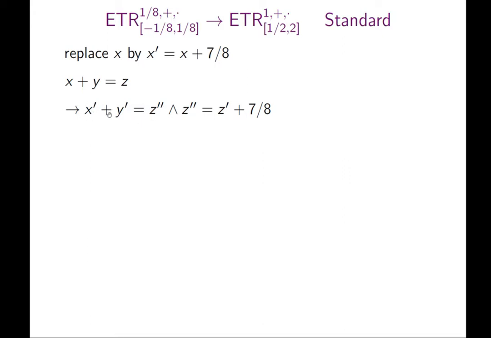And here on the left side we have twice +7/8. But on the right side we have it only once if replaced by z prime. So we have to replace by z double prime, where there must be another +7/8. And you can see that these two are equivalent, and then you have to check that all the variables are within this range bound.